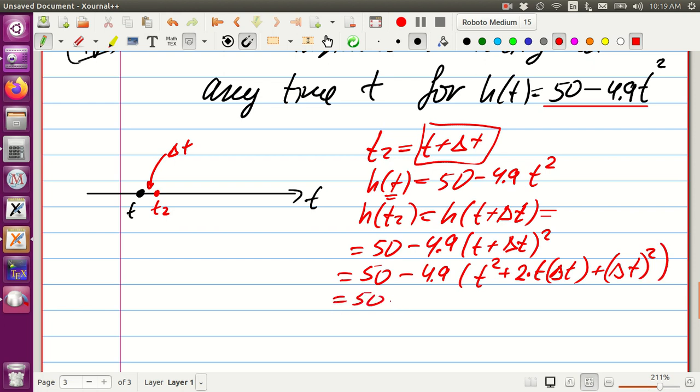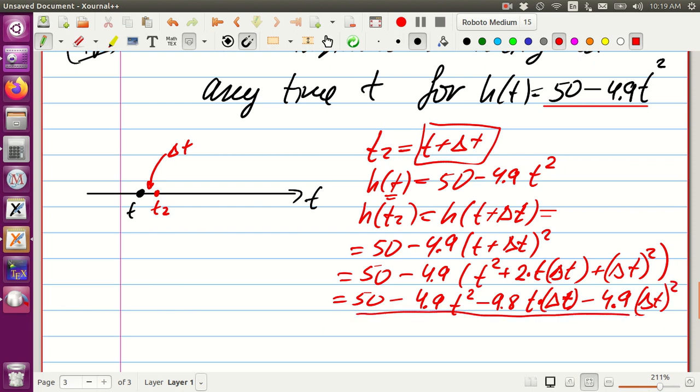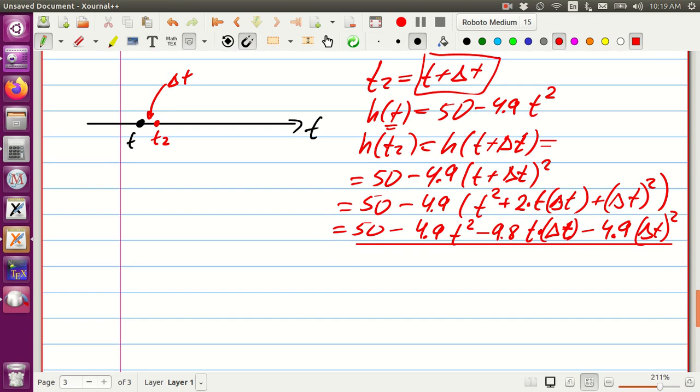So we simplify it like last time. So we have negative 4.9 t squared, negative 9.8 t delta t, and negative 4.9 delta t quantity squared. Unfortunately, here we can't really simplify much. That's our equation for h of t2.